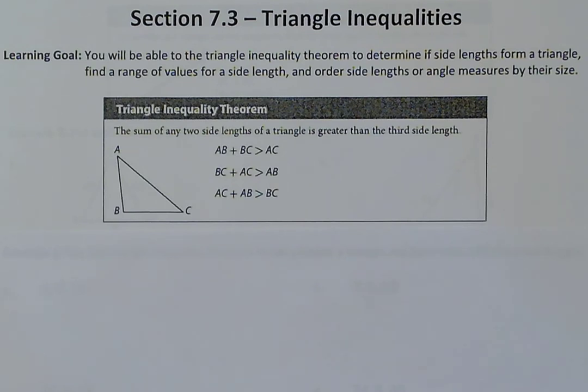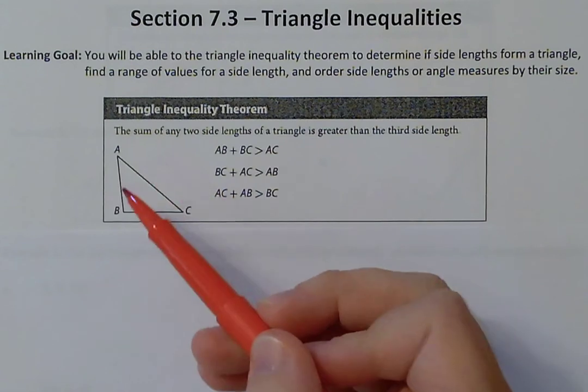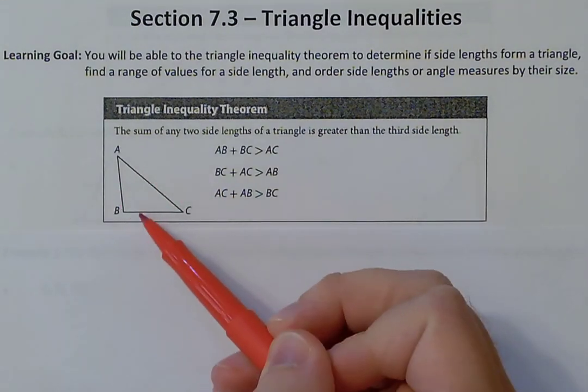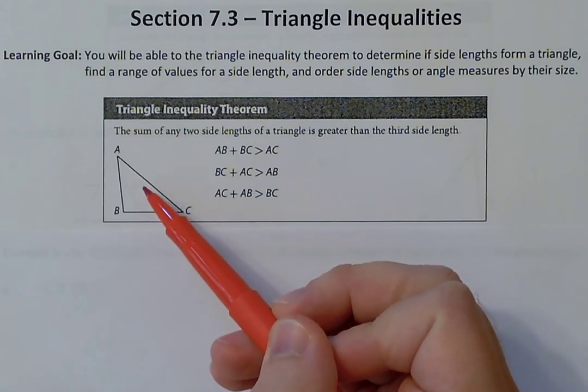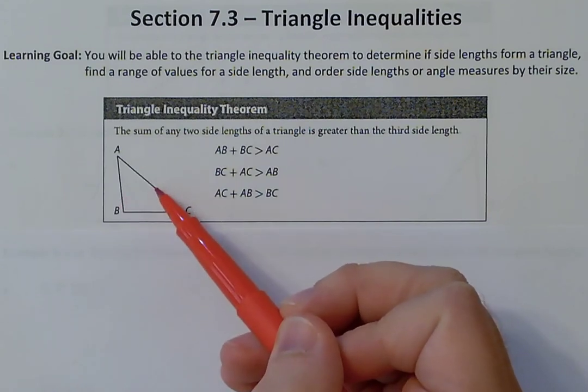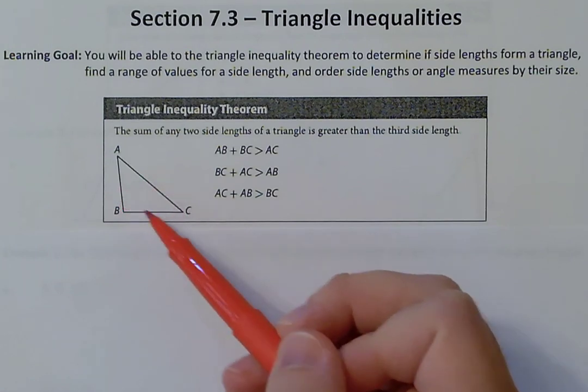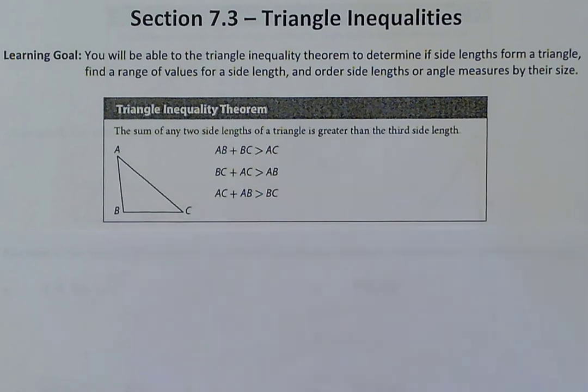What the triangle inequality theorem states is that the sum of any two side lengths has to be greater than the third. So if I take AB plus BC, the measure of these two added together should be greater than AC. And BC plus AC should be greater than AB, or AC plus AB should be greater than BC. Sum of two measures should be greater than the third side length. And that's what we're going to use for example 1.